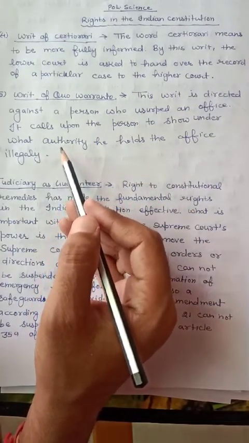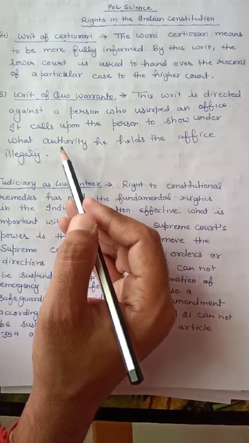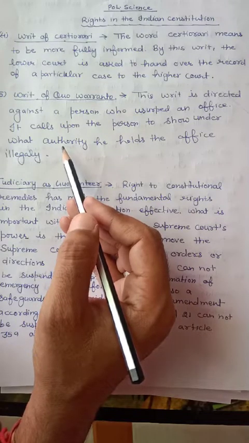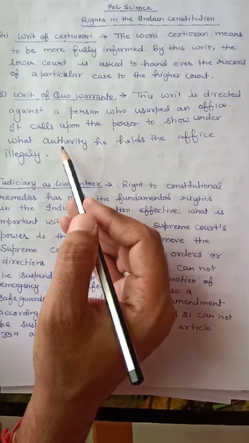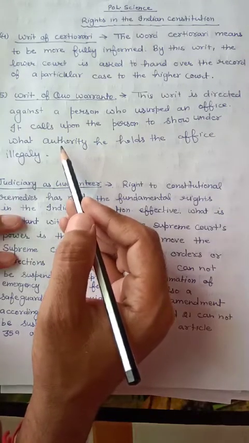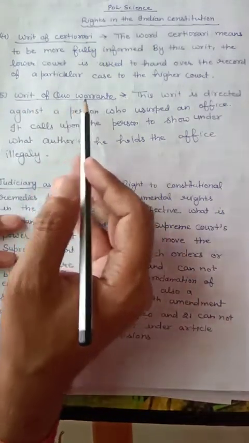In Hindi, किस अधिकार से? Under what authority? Suppose any person is doing some work but he has no right to do that work, then the Supreme Court or the High Court can issue the writ of quo warranto.